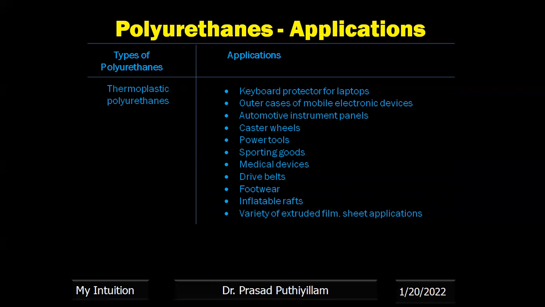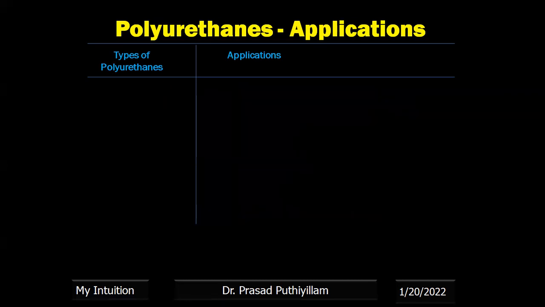Then the instrument panel in vehicles, automotive, car, or any other vehicle, the instrument panel present in front of the vehicle, inside the interior, is mainly made up of polyurethanes. Then caster wheels, different power tools, sporting goods, medical devices, drive belts, footwear, inflatable rafts, and a variety of extruded films and sheets are also applications of thermoplastic polyurethane.